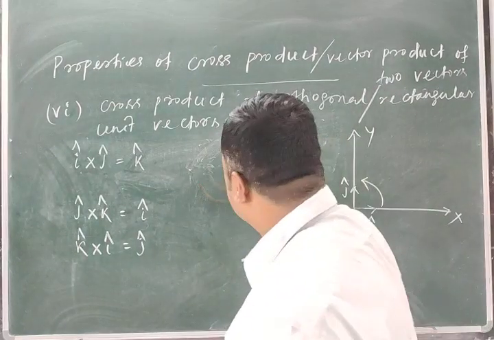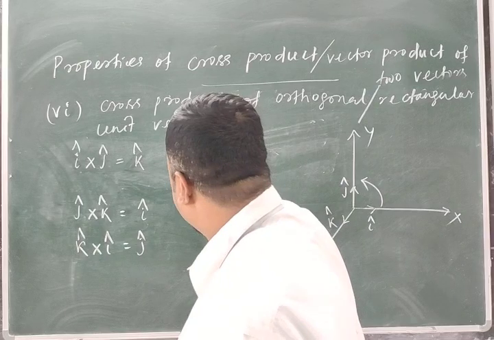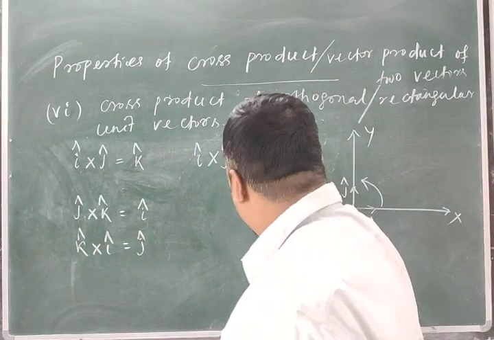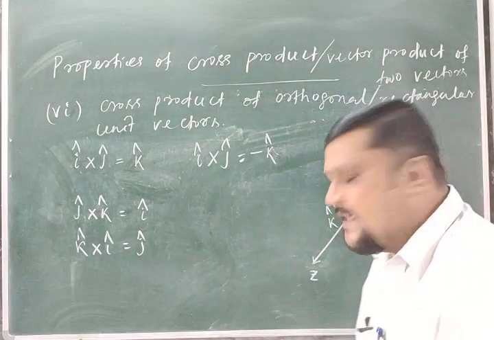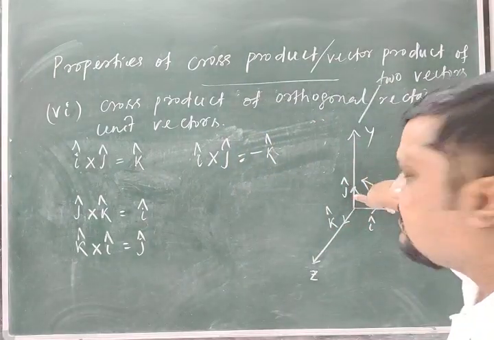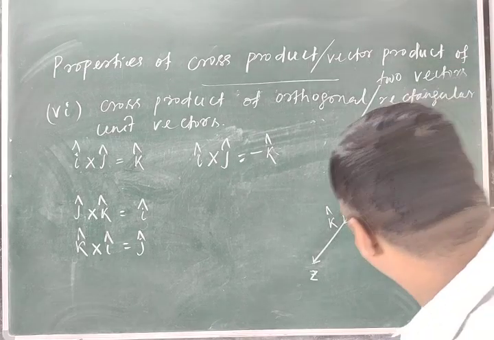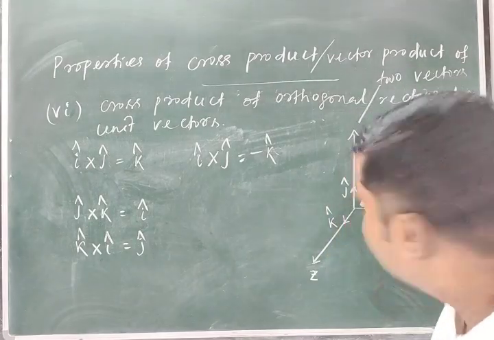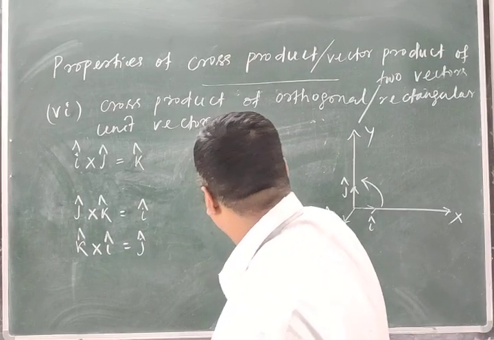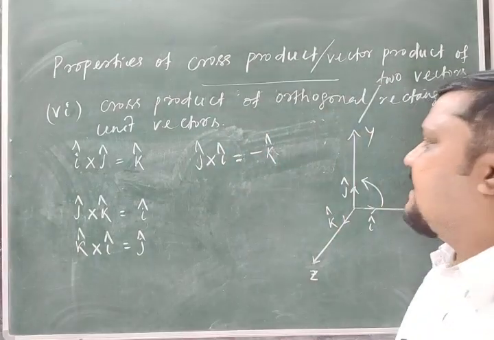Similarly, according to the same rule, i cap cross j cap gives k cap, and j cross i will give k cap with a minus, meaning it is perpendicular inward. So when you do j cross i, curl your fingers from j to i, and it is perpendicular. j cap cross i cap is equal to minus k cap.